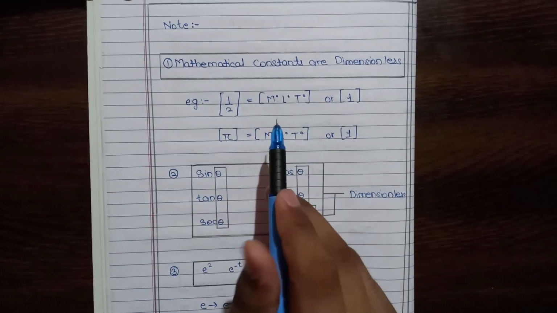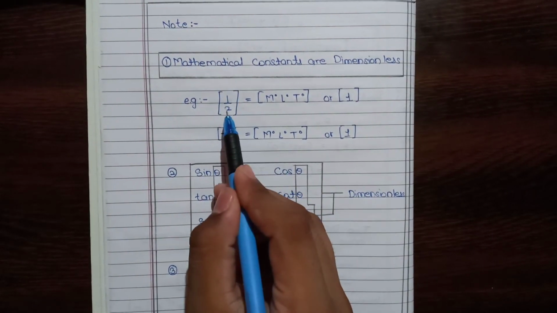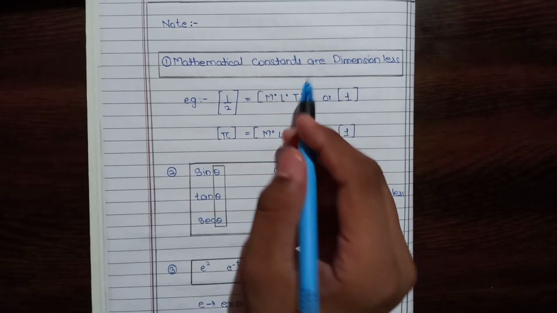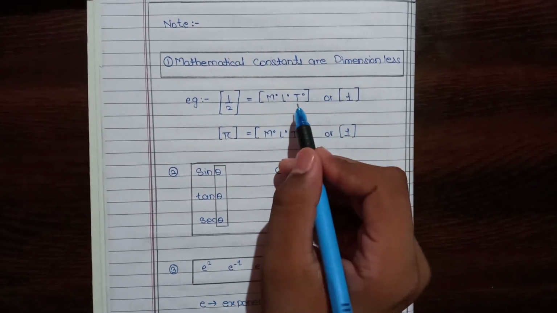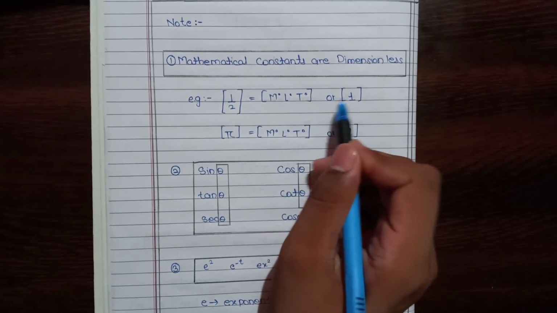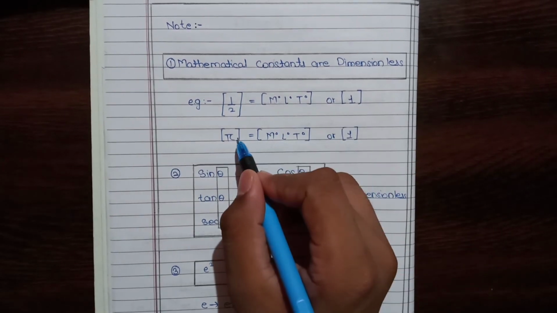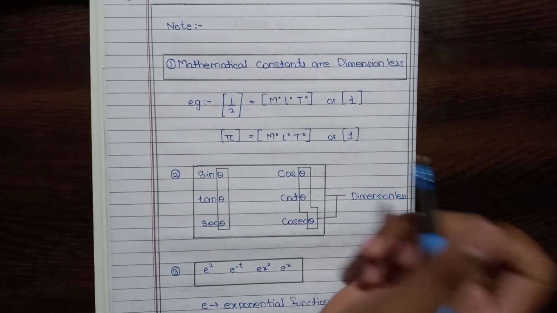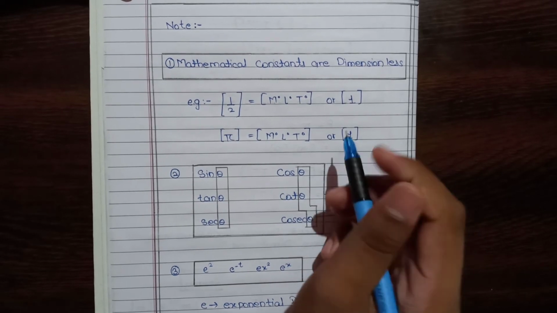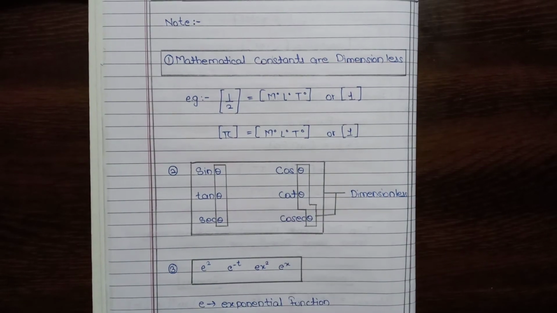See, for example, we have 1 upon 2, which is half. If we are going to find its dimension, we'll get m0 l0 t0, as it possesses neither mass, nor length, nor time. So it will be dimensionless. And pi, which is also 22 upon 7, is m0 l0 t0. So what we'll get is dimension 1. Therefore mathematical constants are dimensionless.